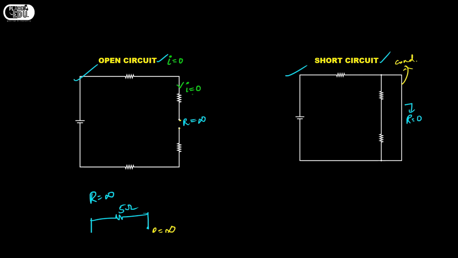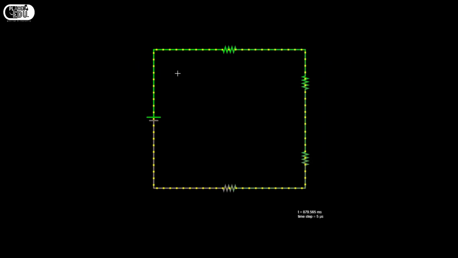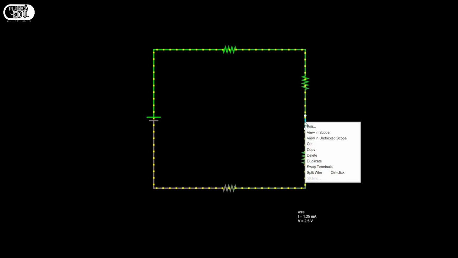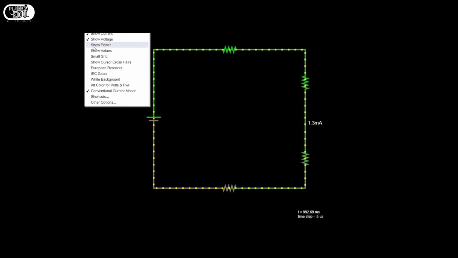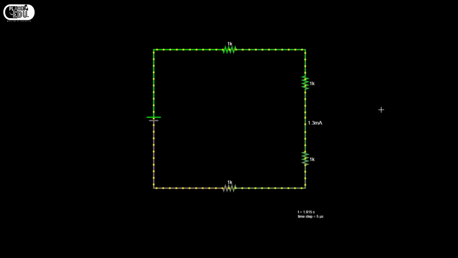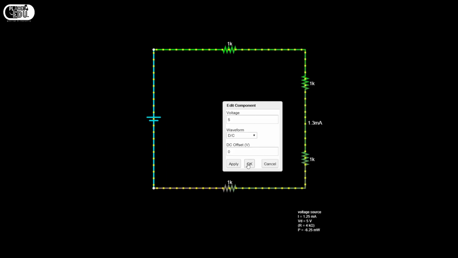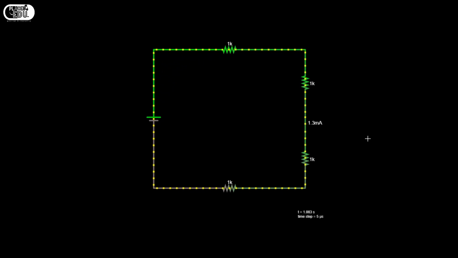Now if I show you the simulation part of this open circuit, you will understand it somewhat better. You can see that current is passing. I will show the current here. See here, 1.3 milliamperes of current is flowing. These are the values of resistors, and the voltage source is 5 volts. Now what if I create an open circuit? If I create an open circuit, the current flowing will be stopped.